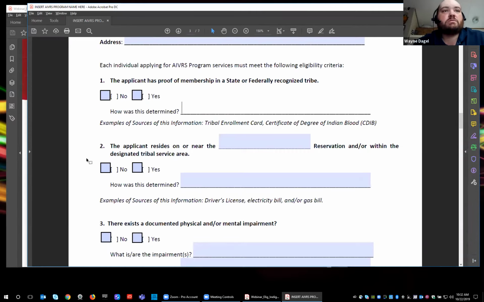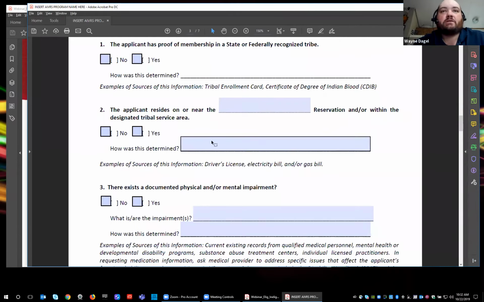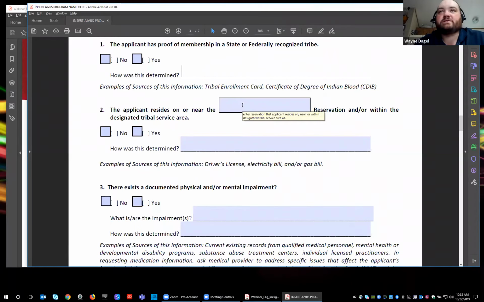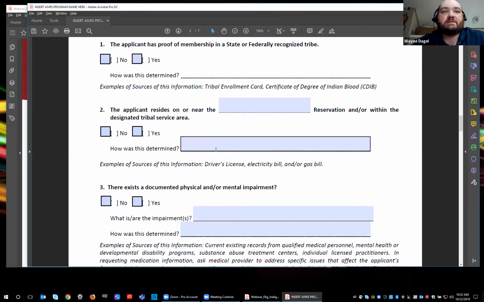Number 2, applicant resides on or near blank reservation or within the service area. Yes or no? Put in your tribal reservation name, and then how was it determined? So remember, in the determination or the supporting documentation showing the residency, it has to be a physical address. It can't be a PO box that doesn't show residency.